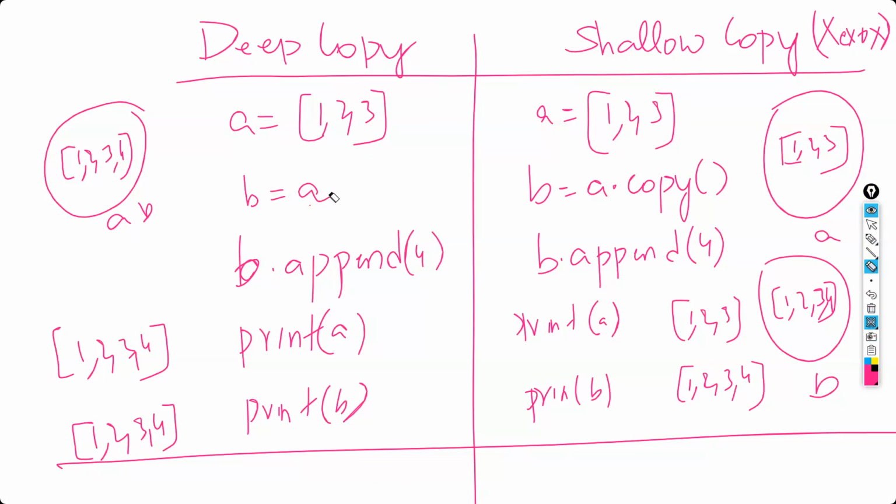If you delete A, only the name will be deleted. B will still be there. Only the name you are deleting. For example, A is equal to 10, B is equal to 10, C is equal to 10. Three of them are indicating to the same object, but you are deleting the name A.